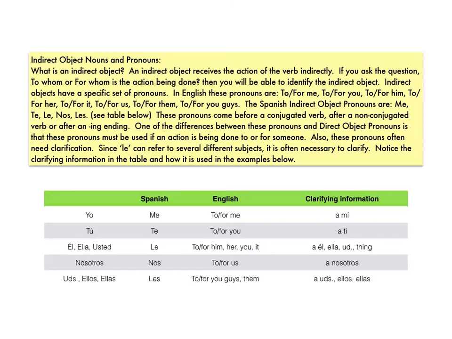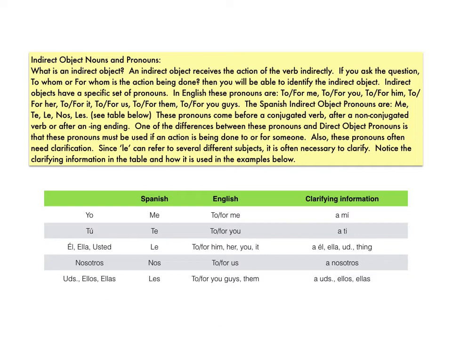So what is an indirect object? An indirect object receives the action of the verb indirectly. If you ask the question, to whom or for whom is the action being done? Then you will be able to identify the indirect object. Indirect objects have a specific set of pronouns.